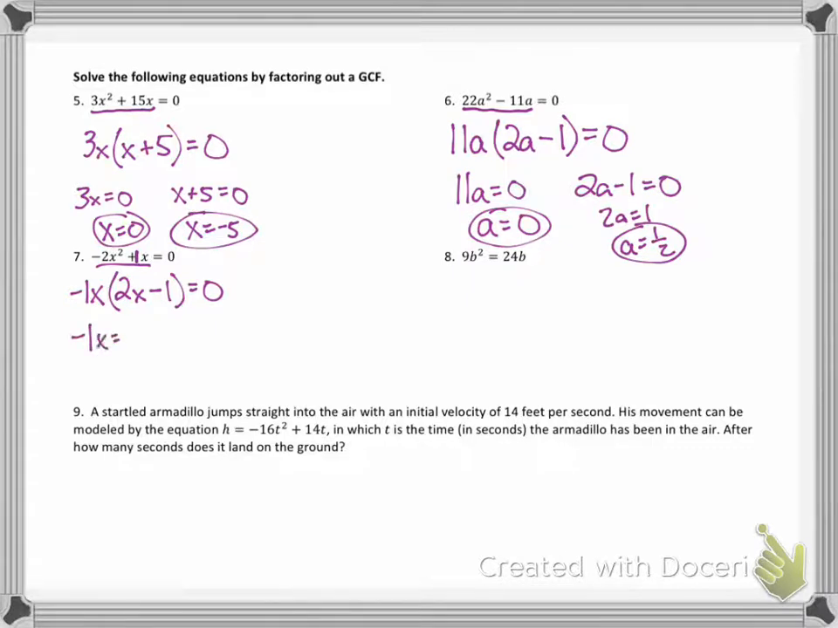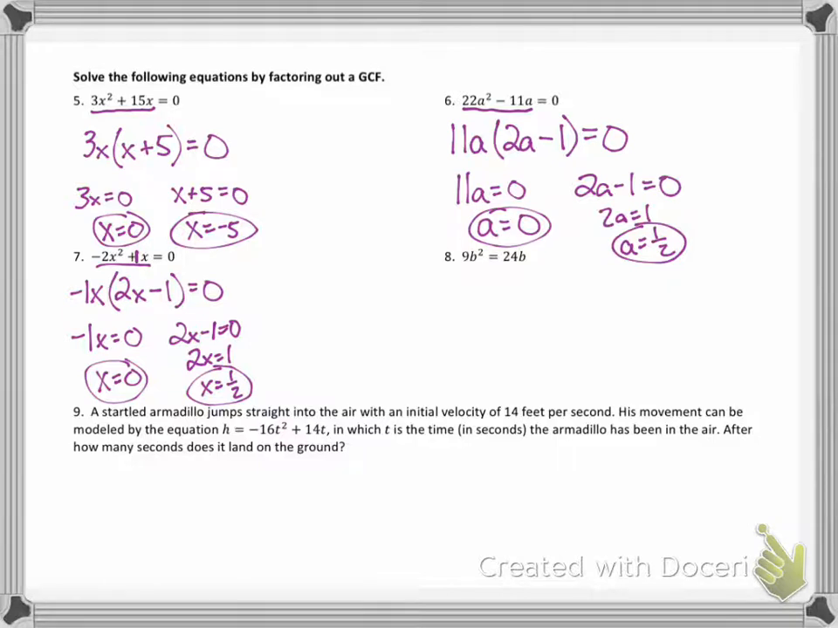Same deal. Set each term equal to 0. So I'd have x equals 0. And just like the last problem, I actually end up with the same answers here, ironically enough. I get x equals 1/2. The only difference is the variable changed.